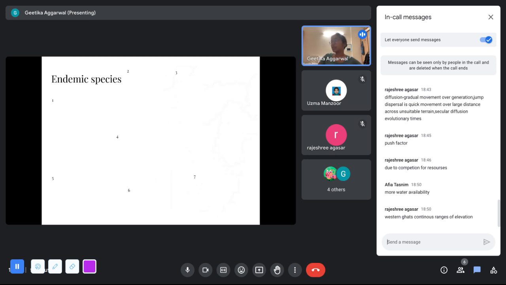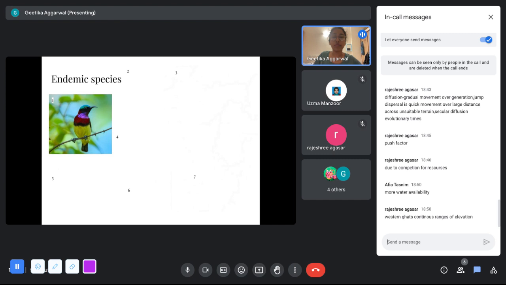So some of the endemic species are, can you guys guess? Okay, I'm going to show you some images of the endemic species of the Western Ghats. These are only a few of them which I just found the images for and put together. So can you guys guess what these species are? Or are you aware of these species?